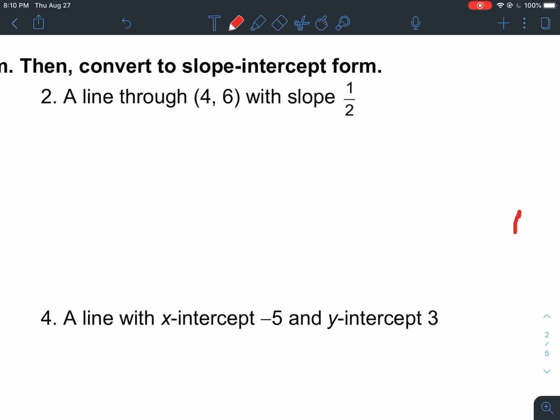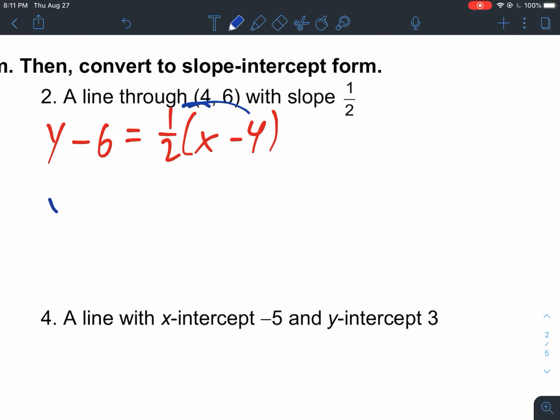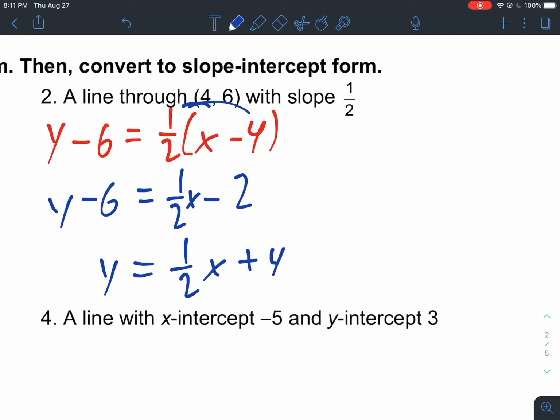Number 2, we have everything we need already. We have a point and a slope. So we're going to go right into point-slope form. And that's it. Now to convert to slope-intercept, distribute the 1/2 and add 6. And there's our 2 equations of the same line.